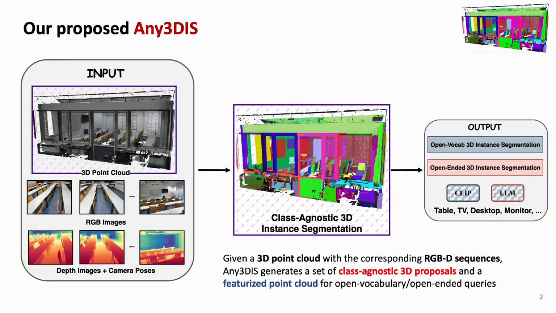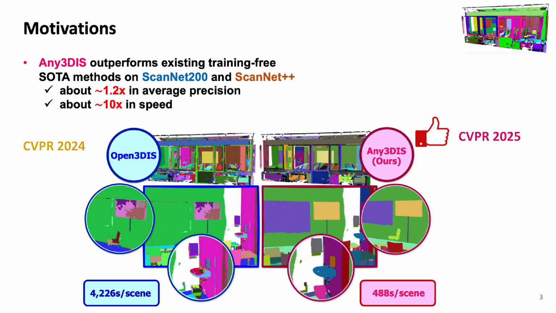Following recent approaches, the point cloud is then featurized or tokenized using instance-wise extraction approaches to enable support for open vocabulary and open-ended queries. Our Any3DIS achieves state-of-the-art performance on two challenging 3D indoor datasets, ScanNet 200 and ScanNet++. Compared to Open3DIS from CVPR 2024, Any3DIS not only delivers higher segmentation accuracy, but also reduces runtime by nearly 10 times, paving the way for future advancements in 3D open-world perception.